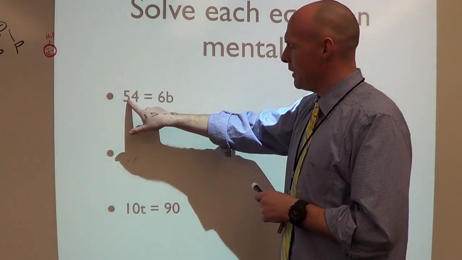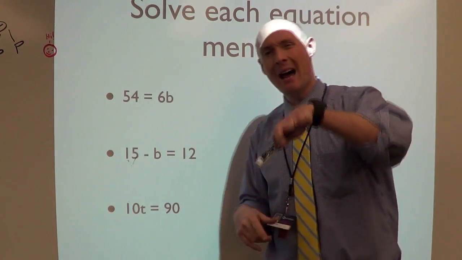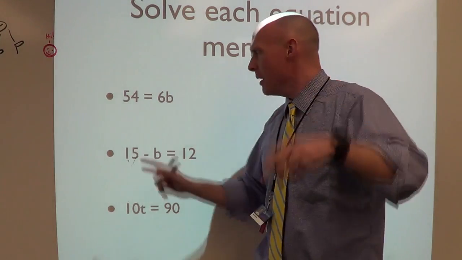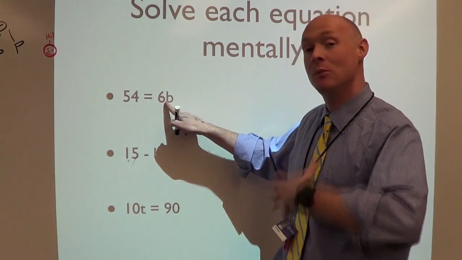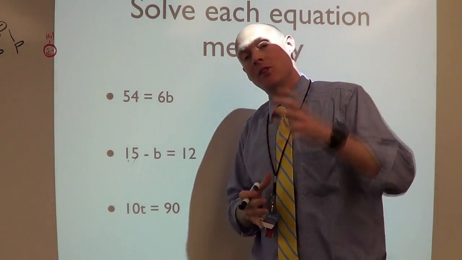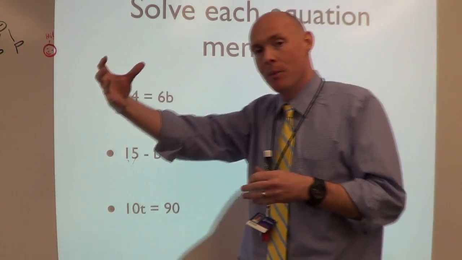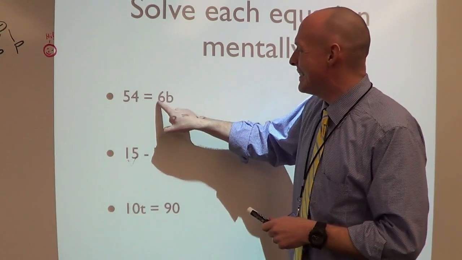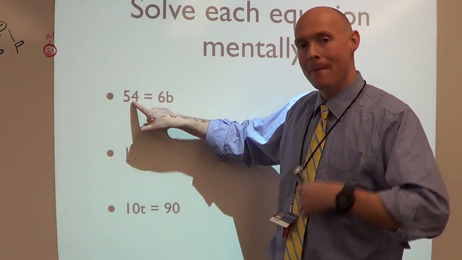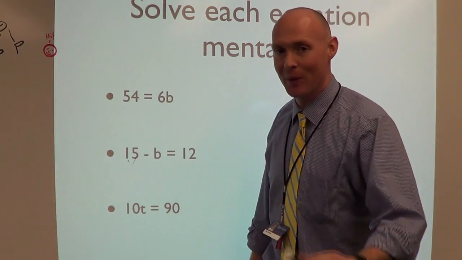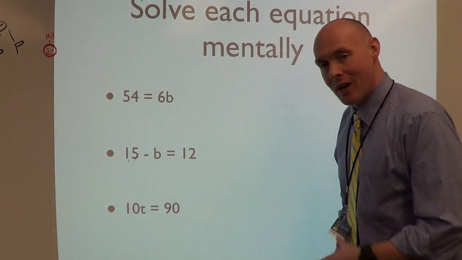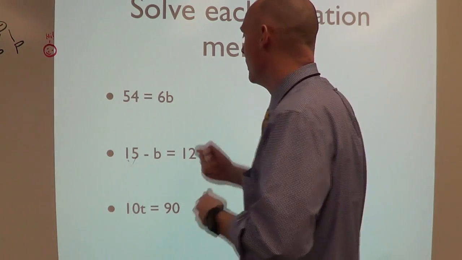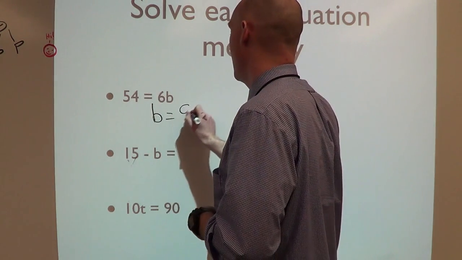Let's do it. 54 equals 6b. Now, the question is, what does b equal? 54 equals 6 times what? Sometimes, there I go again, substituting the variable b for the word what, because a lot of times when I do that, it helps jog my brain. 6 times what equals 54? That sounds a lot better than 6 times b equals 54. So think to yourself, math facts. 6 times what equals 54? The answer is 9. So therefore, b must equal 9.